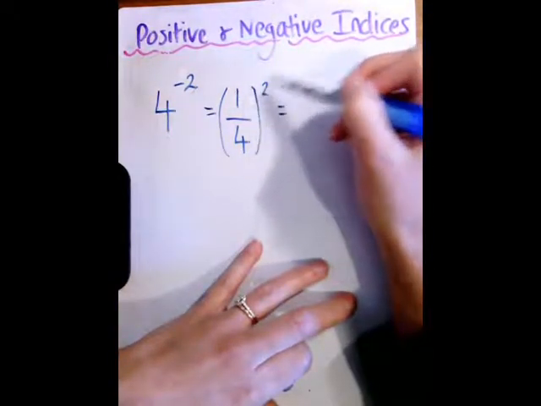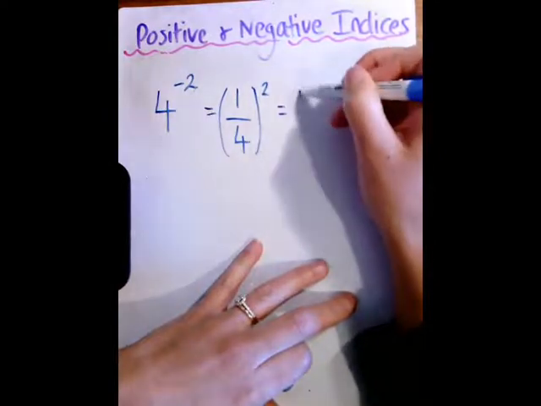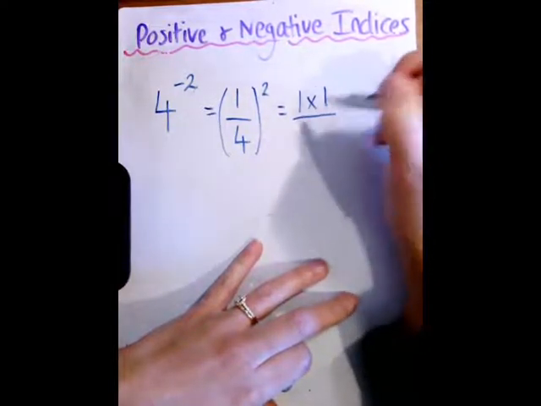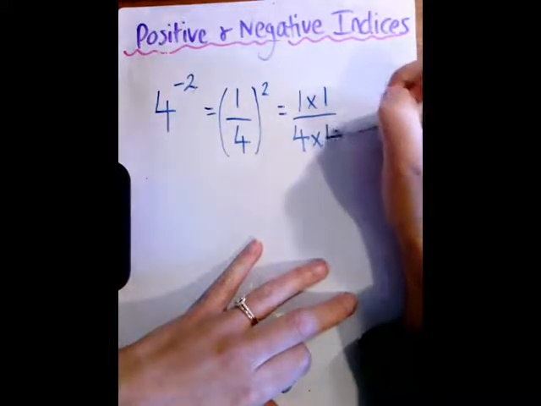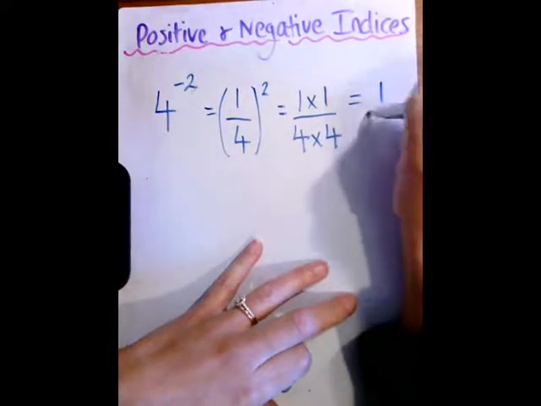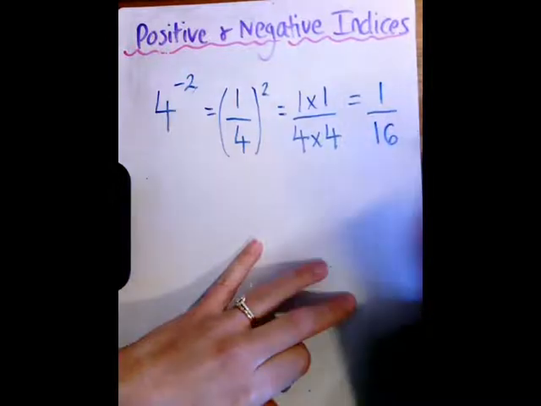Then, like we did last time, remember you square top and bottom, so it will be 1 times 1 on the top and 4 times 4 on the bottom, which gives us 1 over 16.